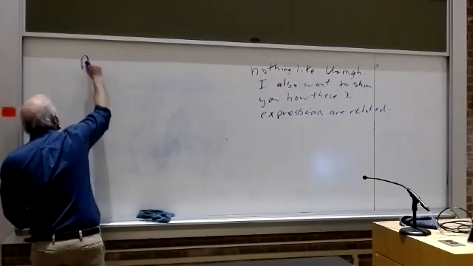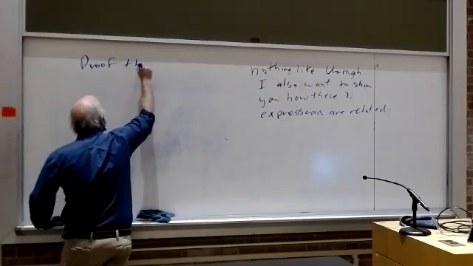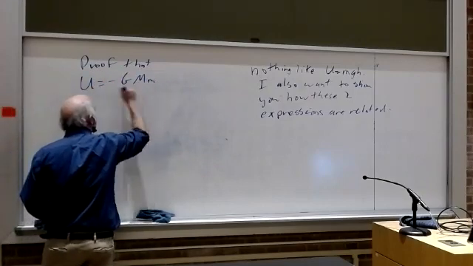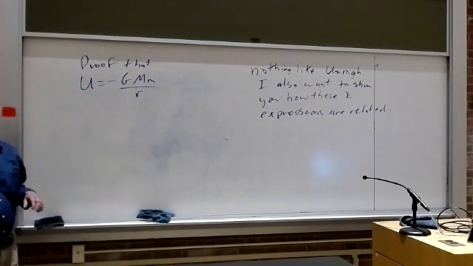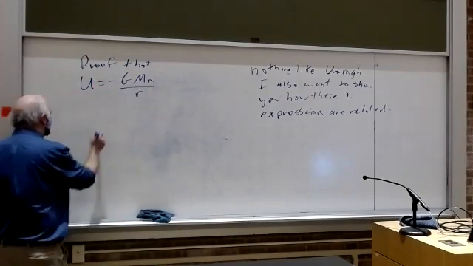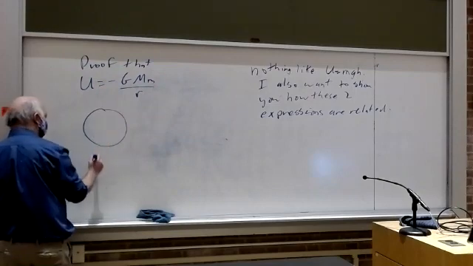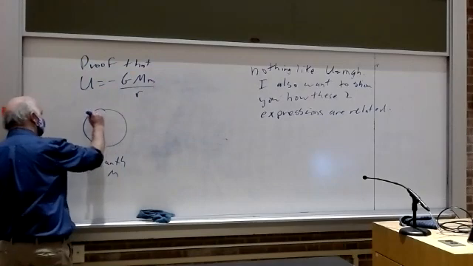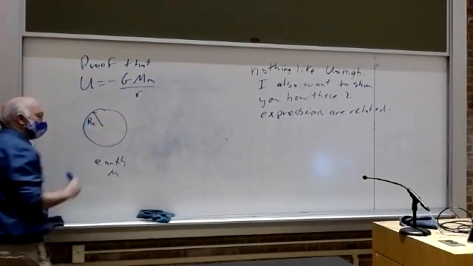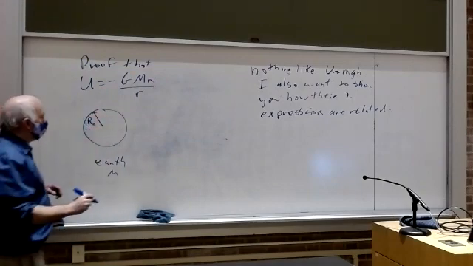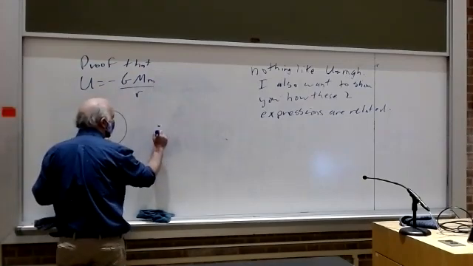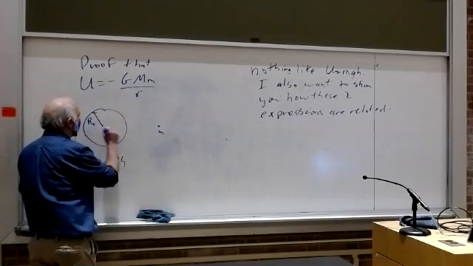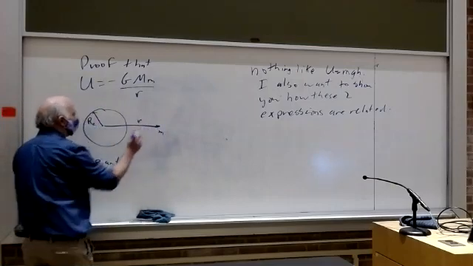Okay, so proof that U equals minus G big M little m over R. Okay, so let's say here's the Earth. It has a mass M. Here's some radius of the Earth, I'll call R sub b. And here's some little mass here, m. And I'm going to say the distance from the center to here is r.